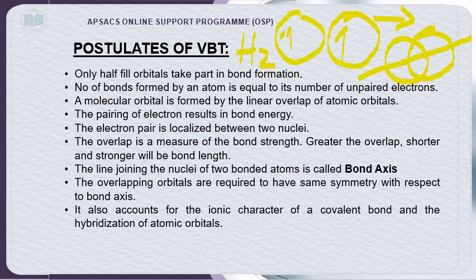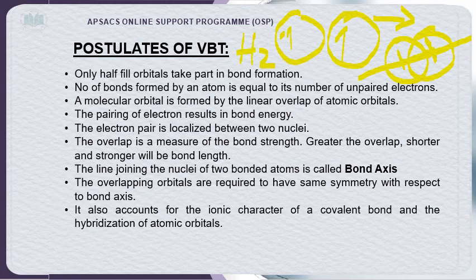Okay, now the next one is the electron pair is localized between two nuclei, meaning the bond pair is fixed and present between the two nuclei at this central axis. This central axis is holding the electronic cloud. So this is called a localized region, meaning one knows that here the electron density is present.